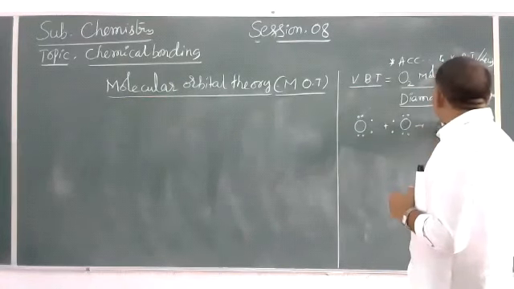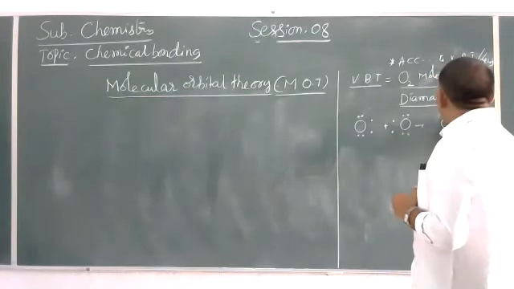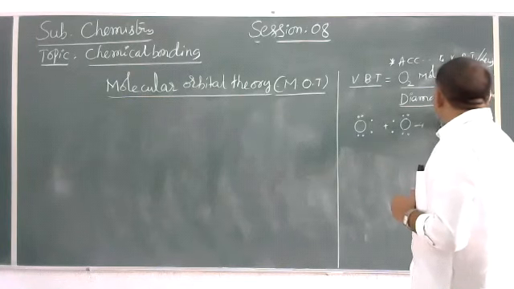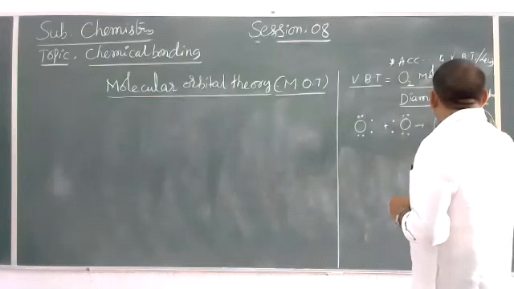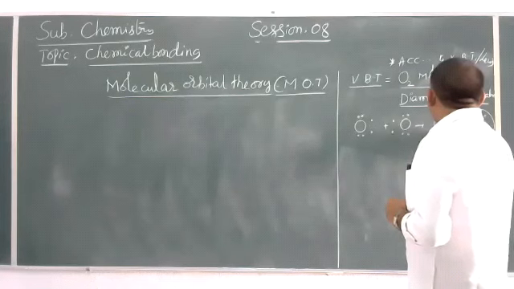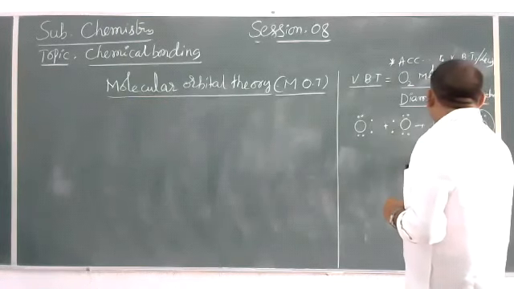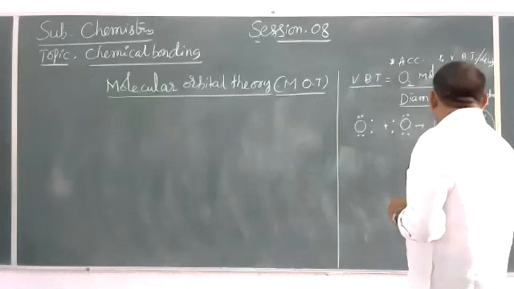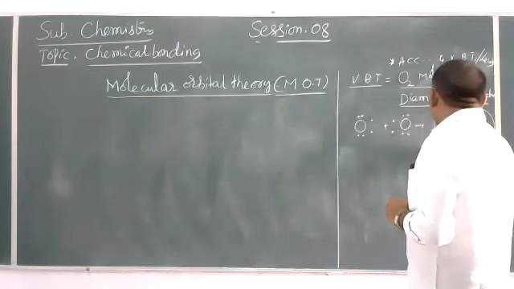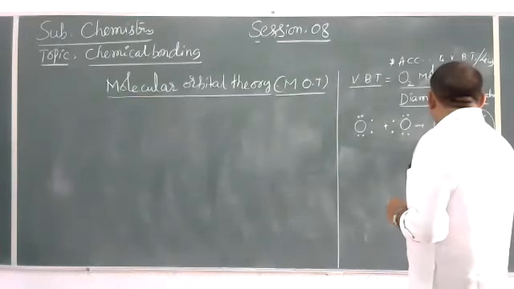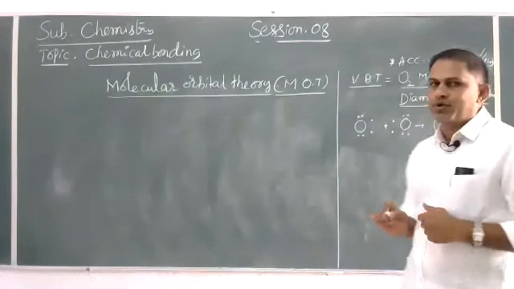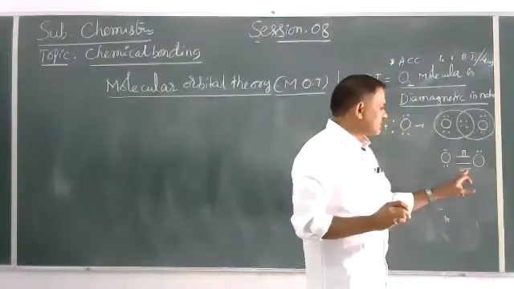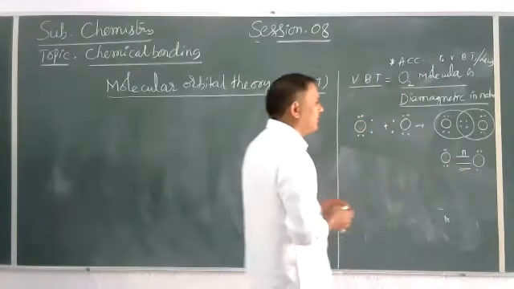Here, between oxygen and oxygen, two electron pairs are equally contributed and equally shared. It forms a double bond, a multiple bond, between oxygen and oxygen. Among these two bonds, one is a sigma covalent bond and the other is a pi covalent bond.